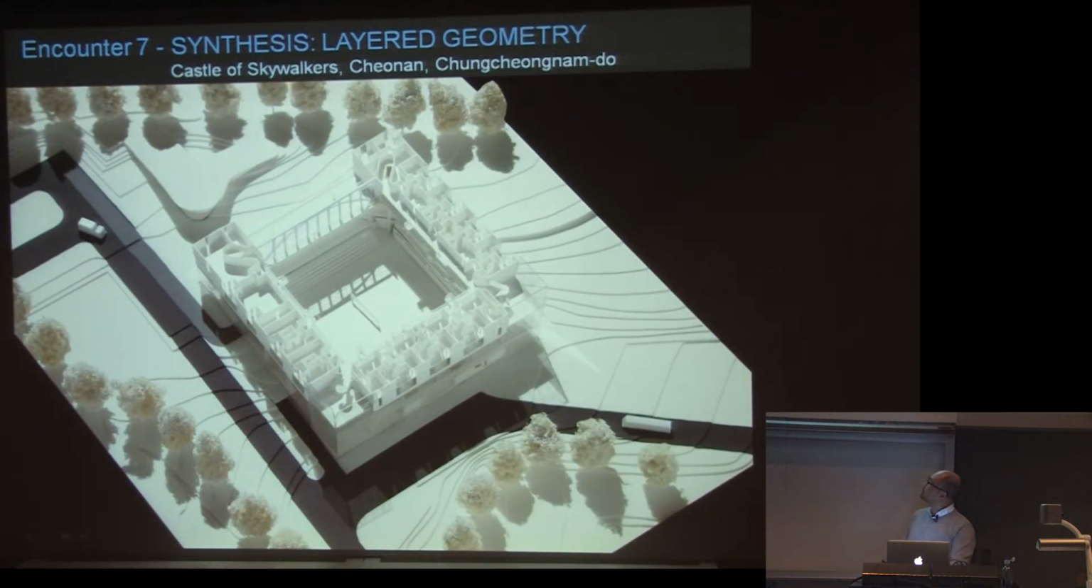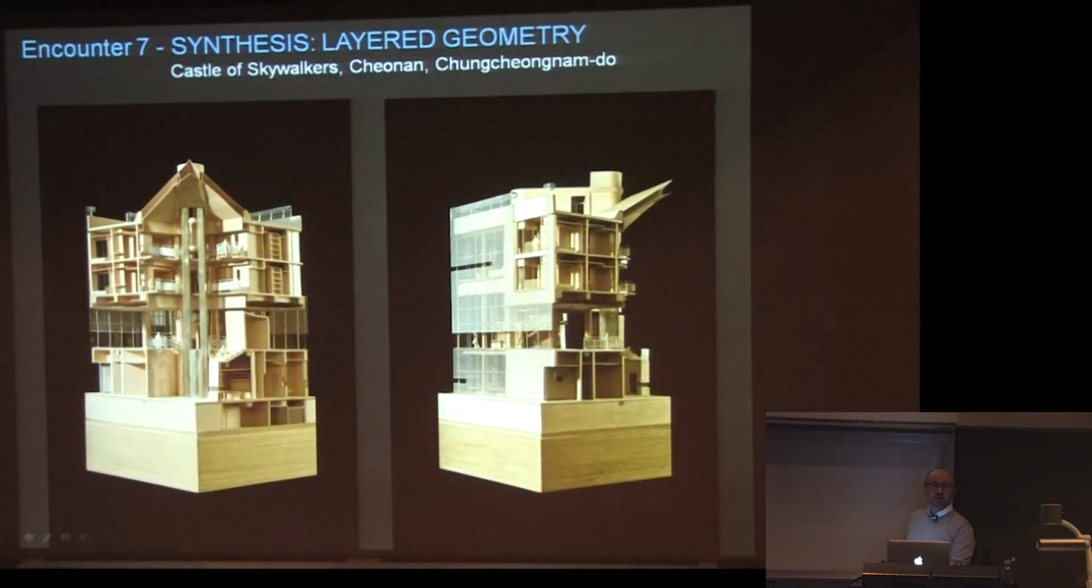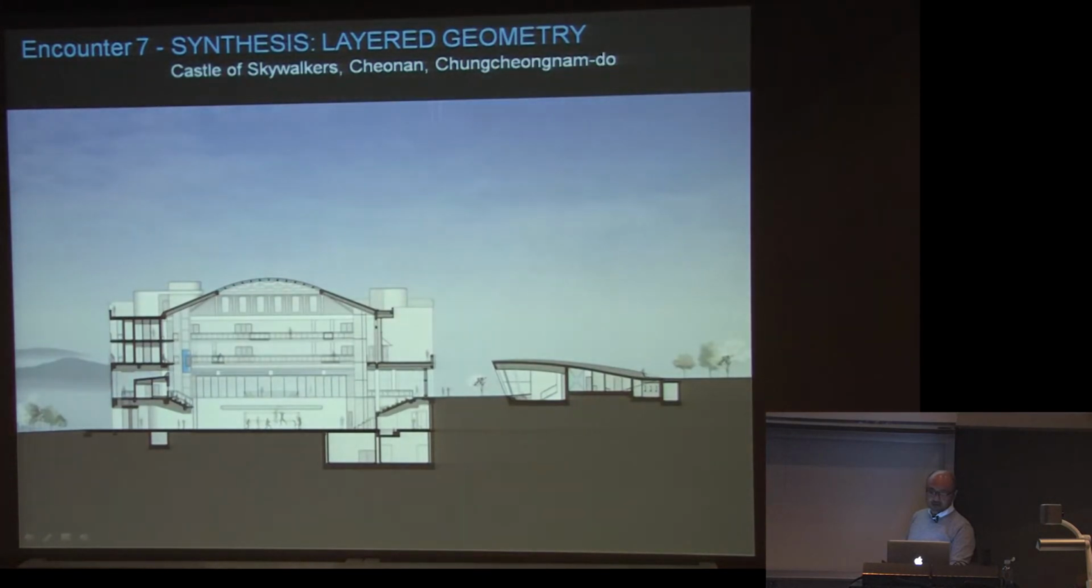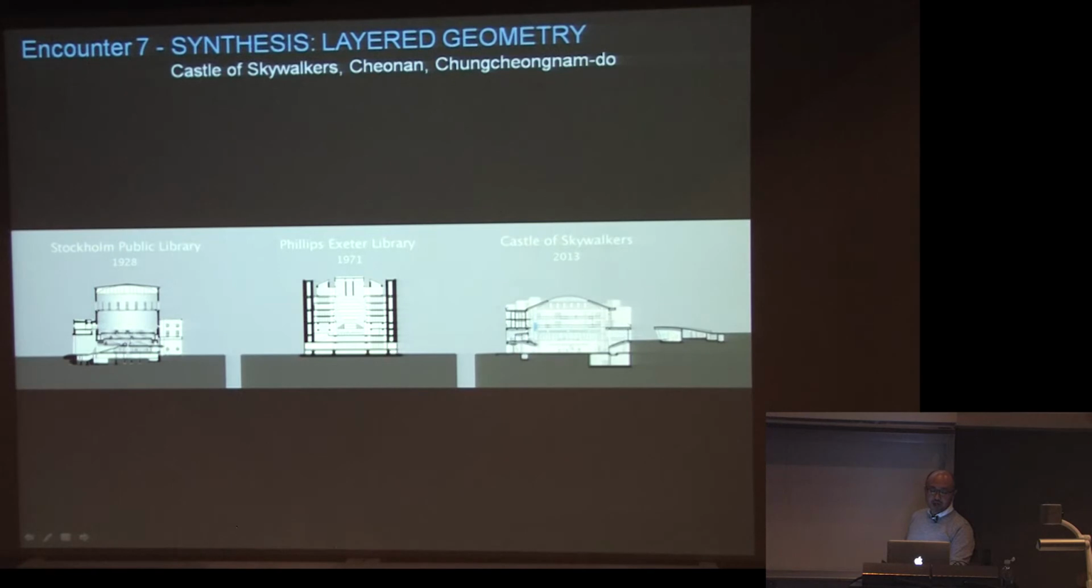This is another model. We had to build this corner model because this geometry is so complicated. So in order to make sure that this is going to work, we built this large-scale model in the process of designing it. This is a section, and I made comparison of this building to other famous historical buildings in other part of the world, such as Stockholm Public Library here, and Louis Kahn's Phillips Exeter Library. They are also very highly centralized buildings.